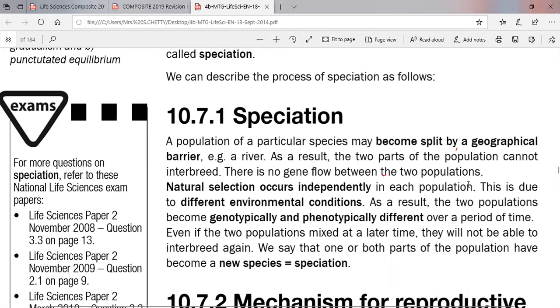So the only time there's gene flow is when there is reproduction. So the next thing, learn this off by heart. If you learn this off by heart, you just apply it to a situation.